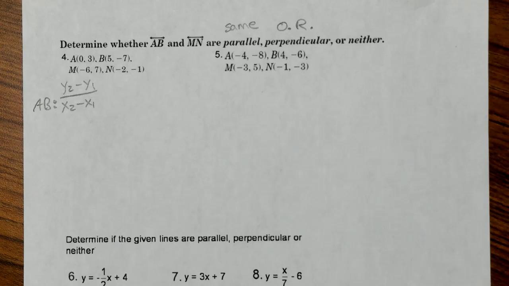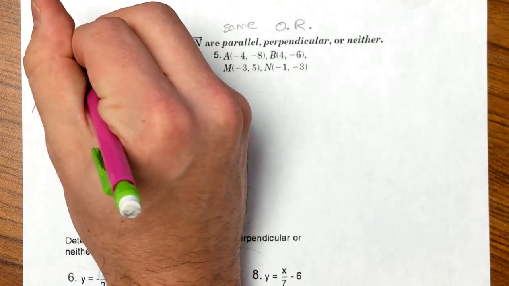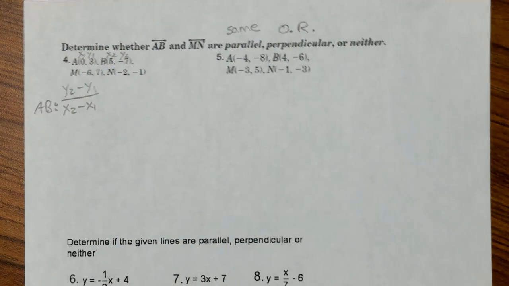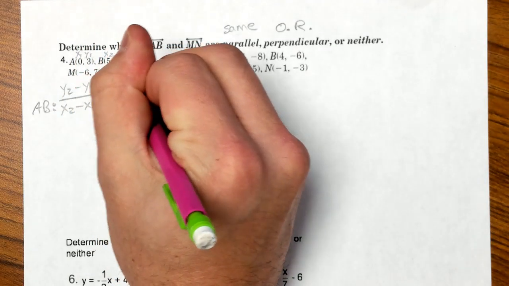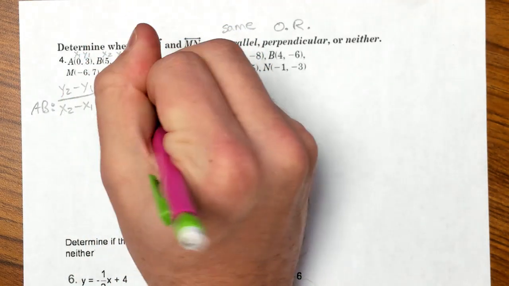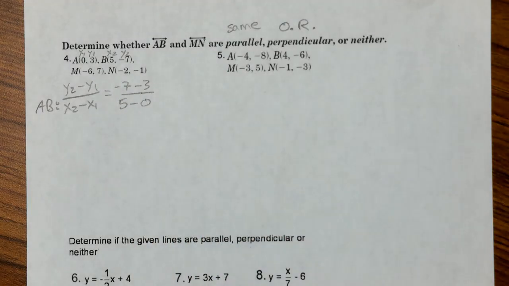So I know negative 7 is my second coordinate. How do I know? We can confirm by labeling them. So I put a y2 above my negative 7, so I know that I'm going to write negative 7 minus, what is y1? It's 3, over 5, which is my x sub 2, minus 0, which is my x sub 1.